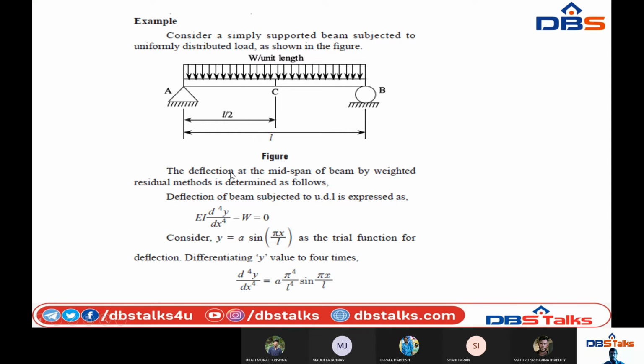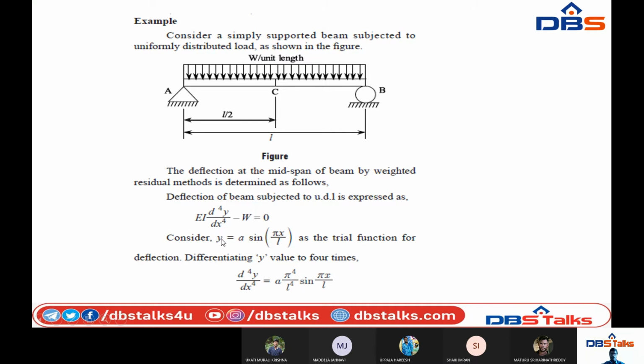You know that for finding the deflection at midspan, point C being the midspan of the beam, by the weighted residual method, the deflection of the beam is determined by psi. It is subjected to UDL, a uniformly distributed load. First of all, I am assuming the displacement field will be EI d4y by dx power 4. Why? Because the load is subjected in the form of a uniformly distributed load. EI, where I is the moment of inertia, d4y by dx power 4 minus w, the weighting function, equal to 0.